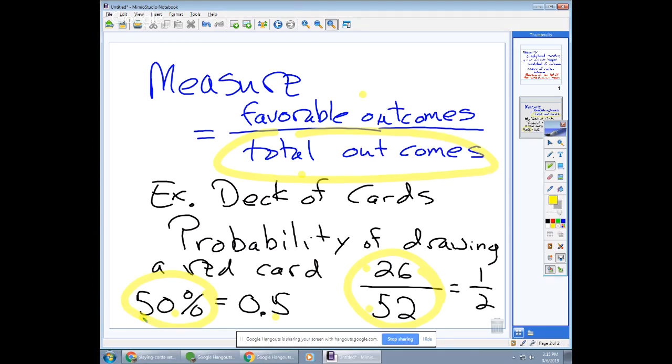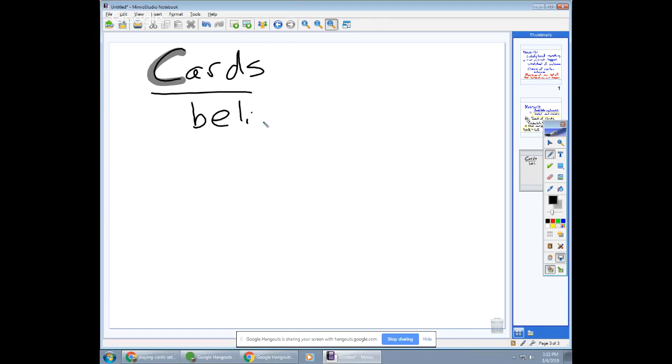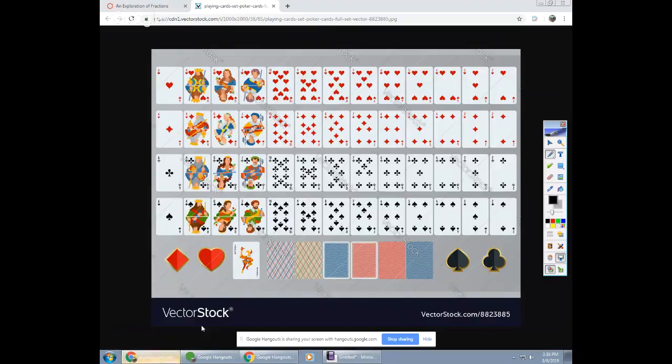Okay, so belief is another part of this, right? So as far as the card example goes, as far as cards go, how did my beliefs fit into that? Well, I believe there were 52 cards. Right? I believe that half of them were red. Basically, I have this picture in my head.